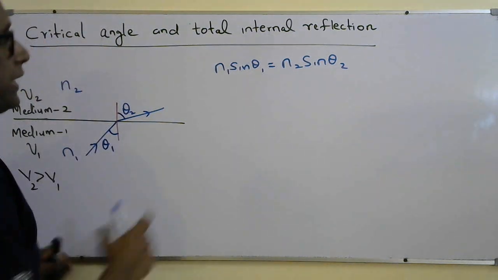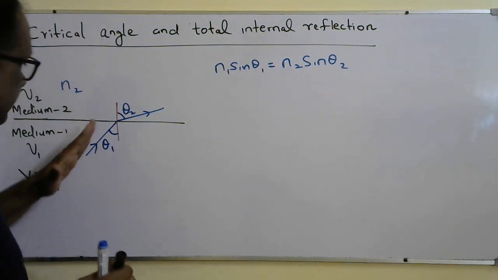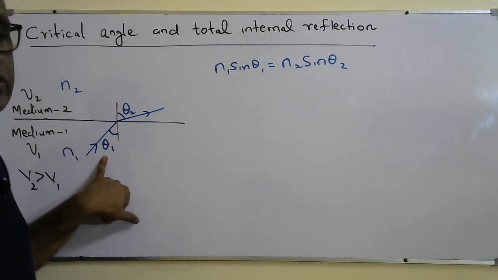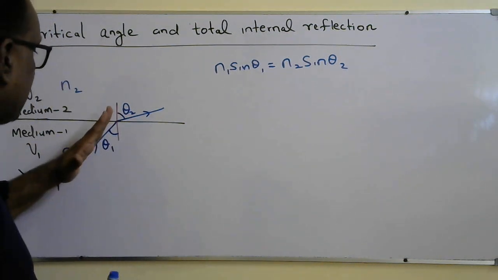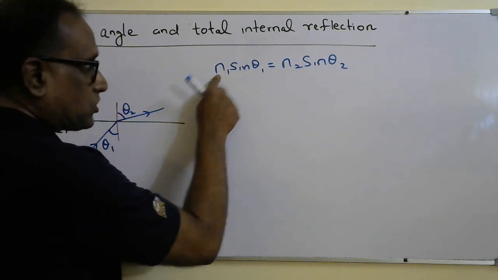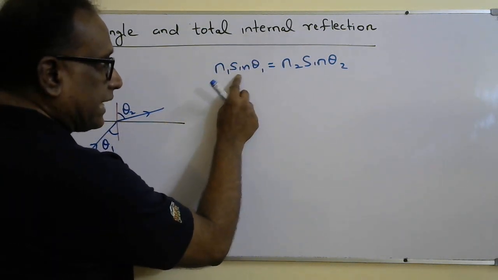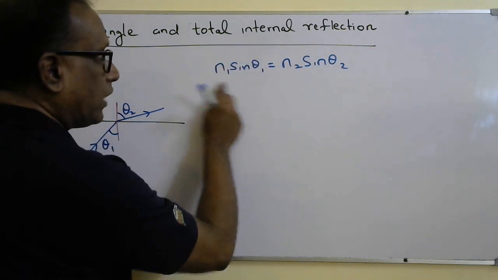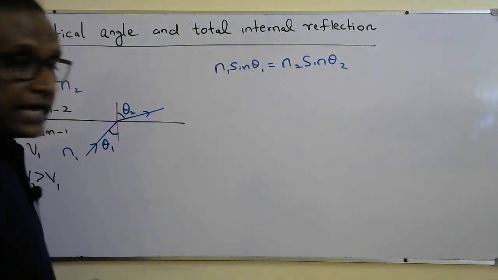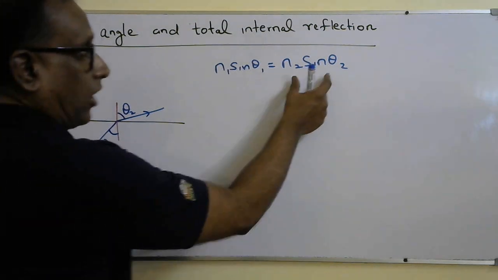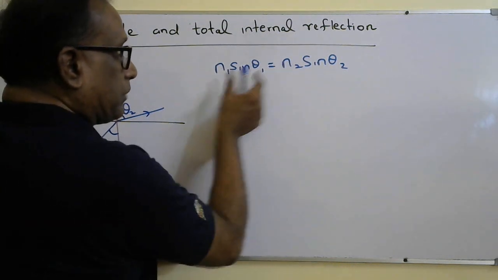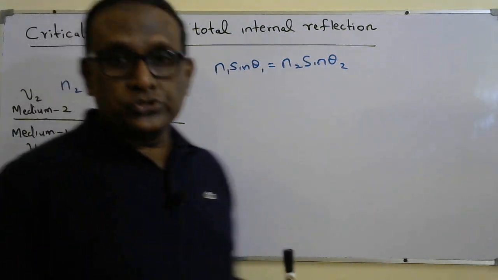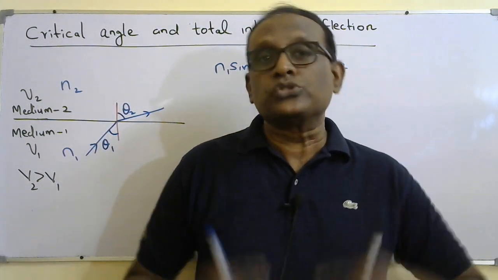So what happens when theta 1 increases? When I increase the angle of incidence, which is measured with the normal, that I use the notation theta. When theta 1 increases, n1 is constant, theta 1 increase means sin theta 1 will increase. So the total left side quantity, that is n1 into sin theta 1, will increase. On the right side, n2 is constant, but when the left side increases, sin theta 2 also should increase. That means theta 2 should increase.